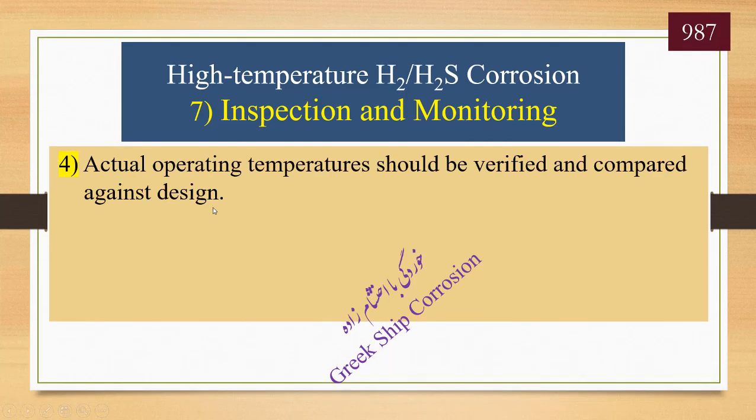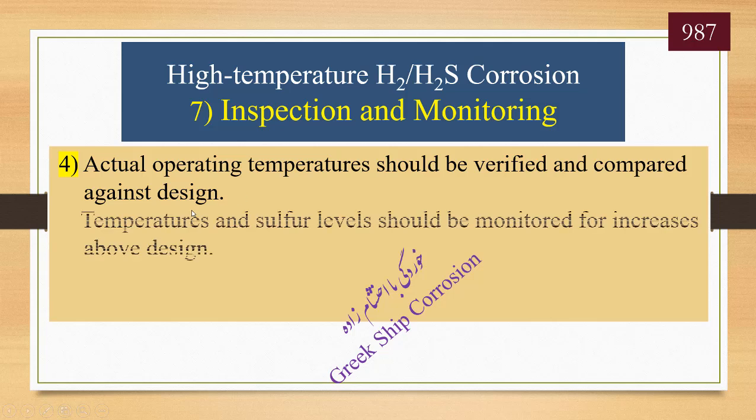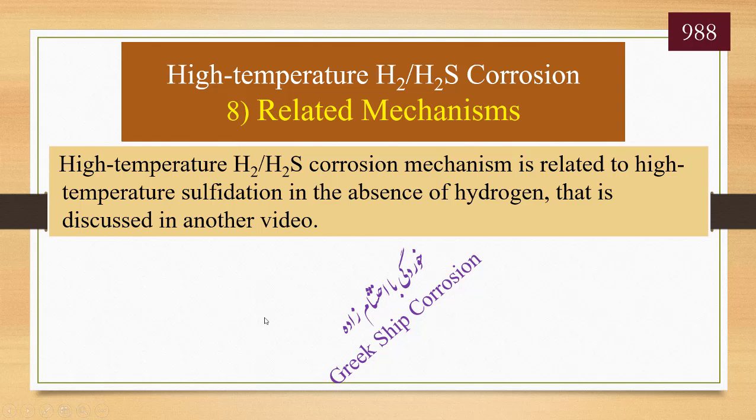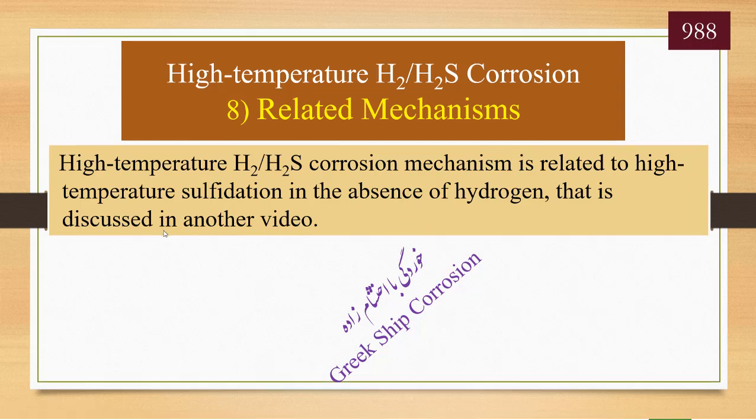4. Actual operating temperatures should be verified and compared against design. Temperatures and sulfur levels should be monitored for increases above design. 5. Temperatures can be monitored using tube skin thermocouples and/or infrared thermography. 8. Related mechanisms. High temperature H2S corrosion mechanism is related to high temperature sulfidation in the absence of hydrogen. That is discussed in another video.